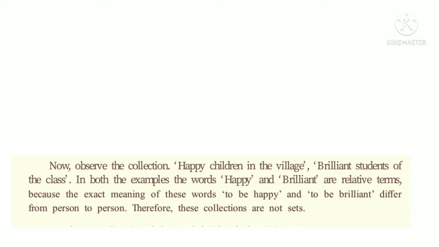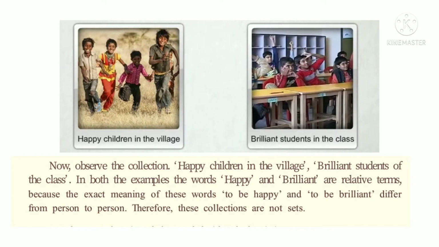Now students, we will take another example. 1. Happy children in the village. 2. Brilliant students in the class. In both the examples, the words happy and brilliant are relative terms because the exact meaning of these words, to be happy and to be brilliant, differs from person to person. Therefore, these collections are not sets.